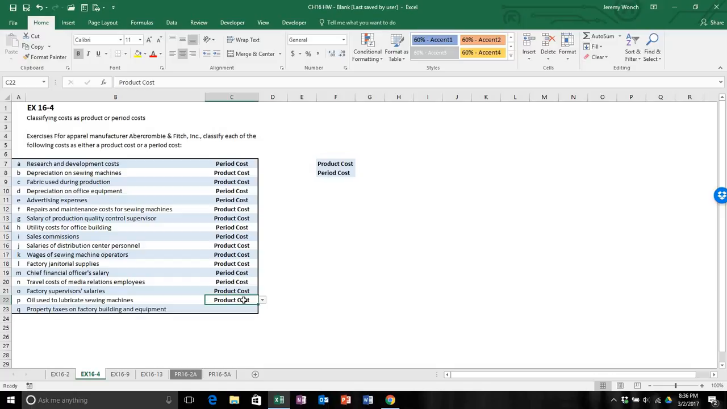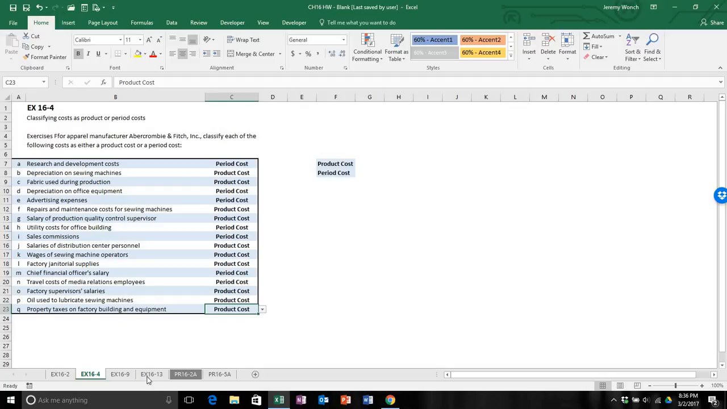And then we have property taxes on factory building and equipment. This is part of the factory, which is part of the manufacturing process. That is going to get lumped into our overhead, which is a product cost. So not too bad stuff at all.